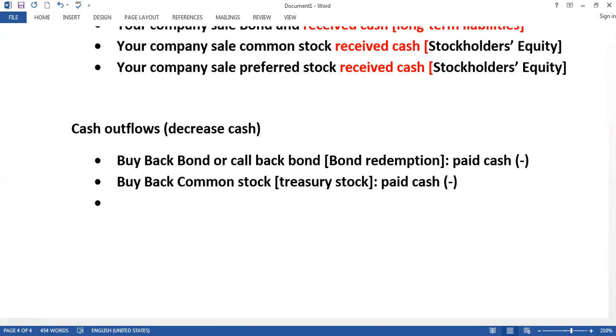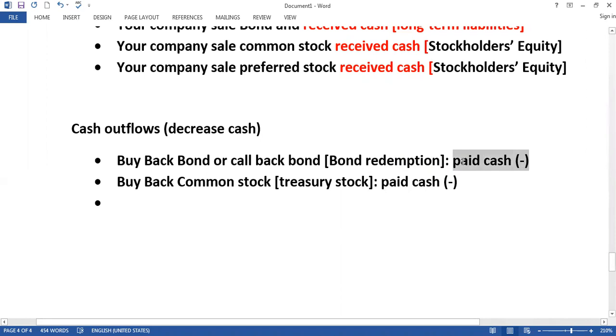So what is the meaning of treasury stock? Treasury stock means the company buys back their own stock, right? So you remember, when a company buys back, it is treasury stock. What is the journal? Treasury stock debit, cash credit, right? Cash credit means the company paid cash. Buy back the bond, what is the journal? Bonds payable debit, cash credit, right? Can you remember this? Yes.